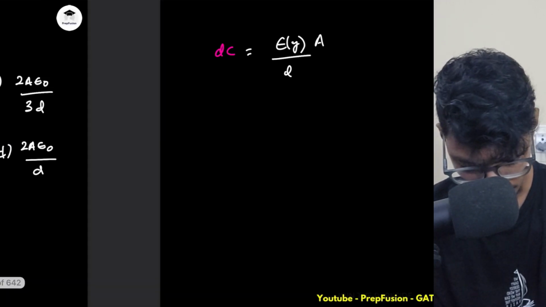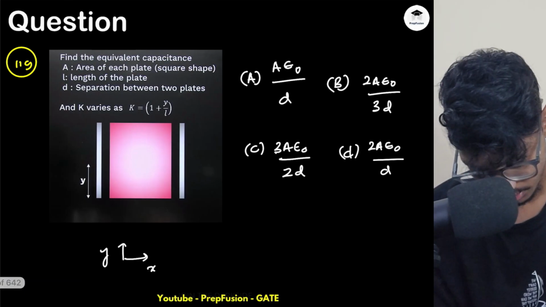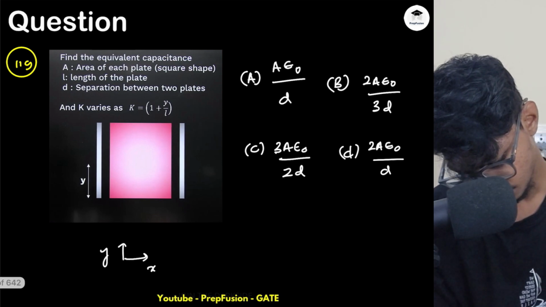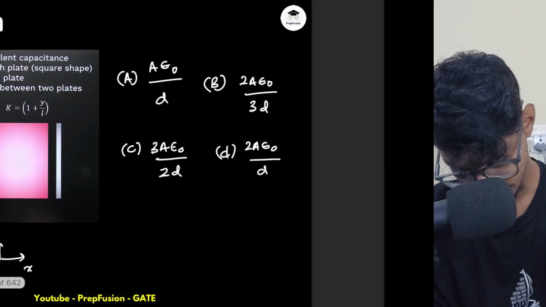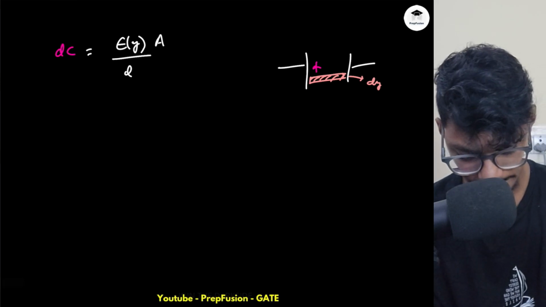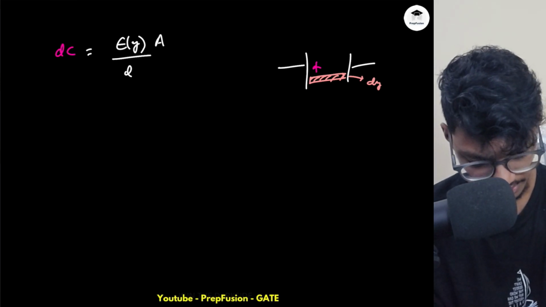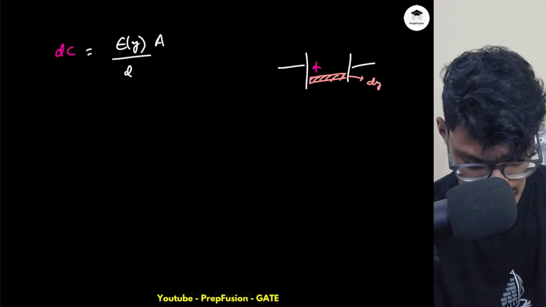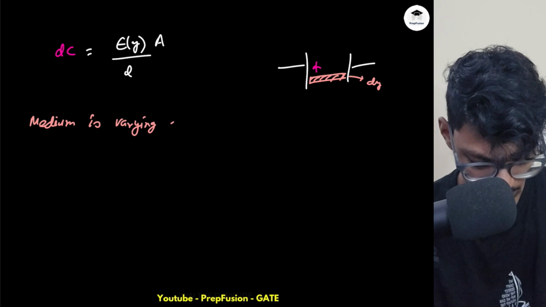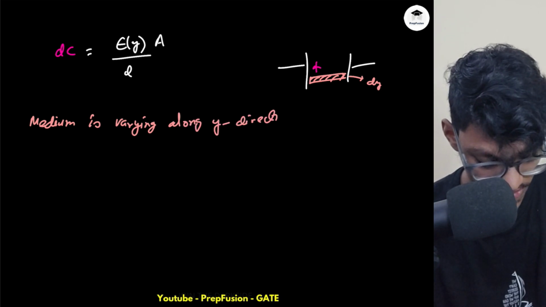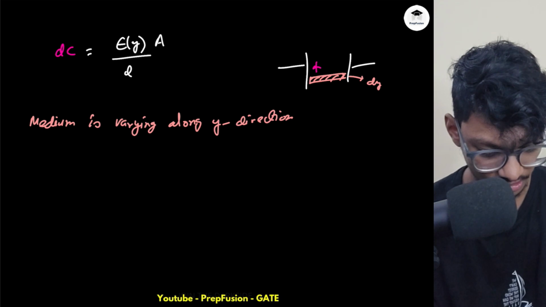This distance is constant. L is the length of the plate, and D is the separation between the plates. This is D and this is L. Okay, fine. So obviously if I am moving in the Y direction, the medium is varying along the Y direction. This is a good question, right? If the medium is varying along the Y direction, what does it mean?